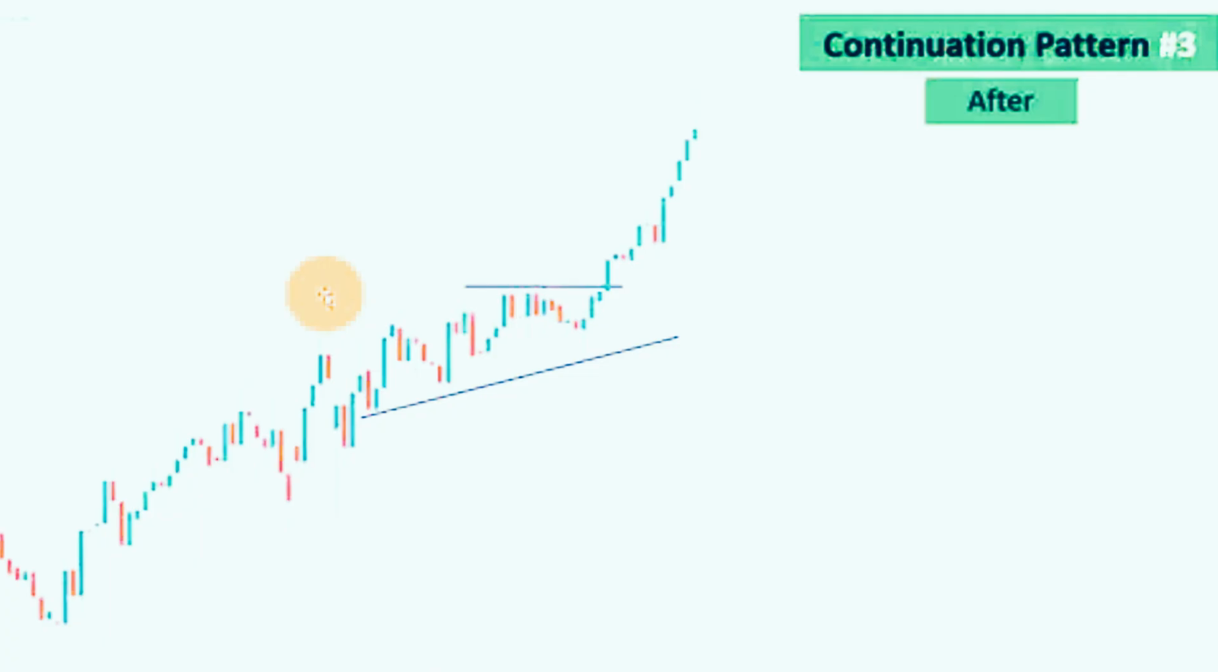Inside a pattern, it is very hard to make any money because there's a lot of volatility, there's not a lot of momentum. So the market is fluctuating a lot, but it's not moving a lot.